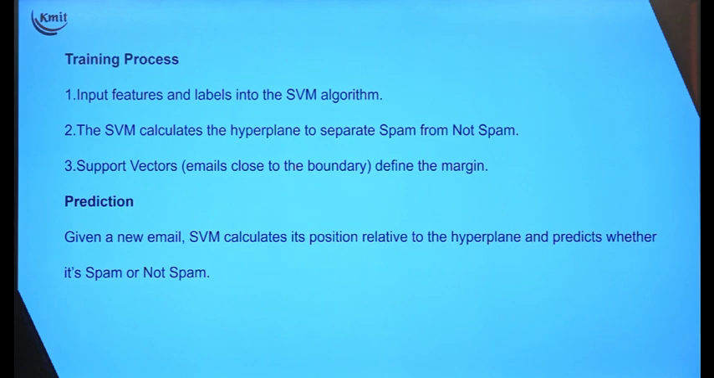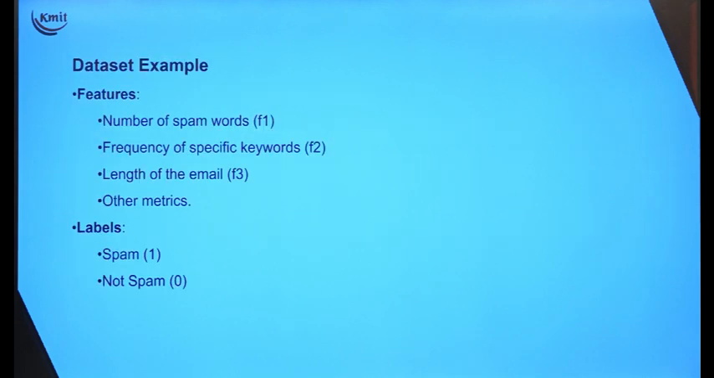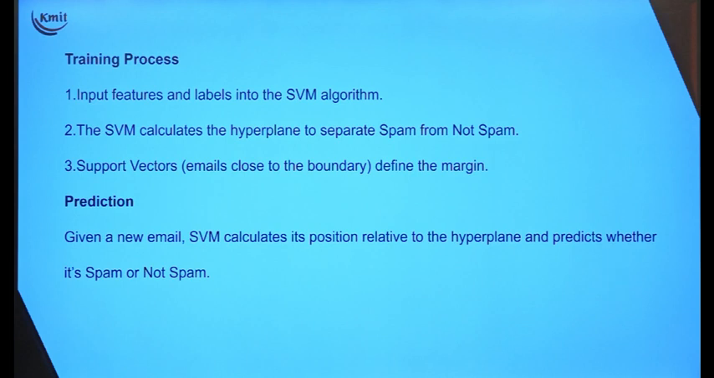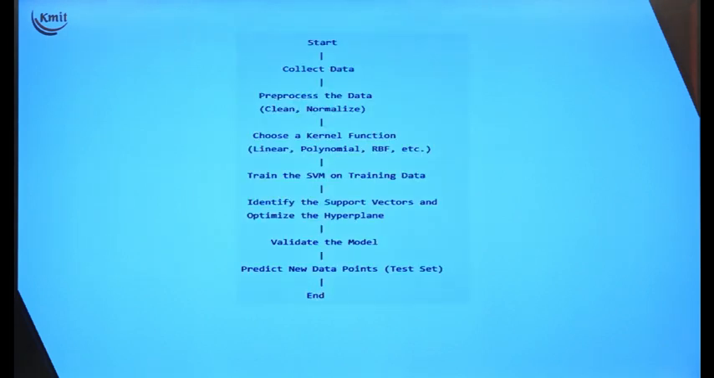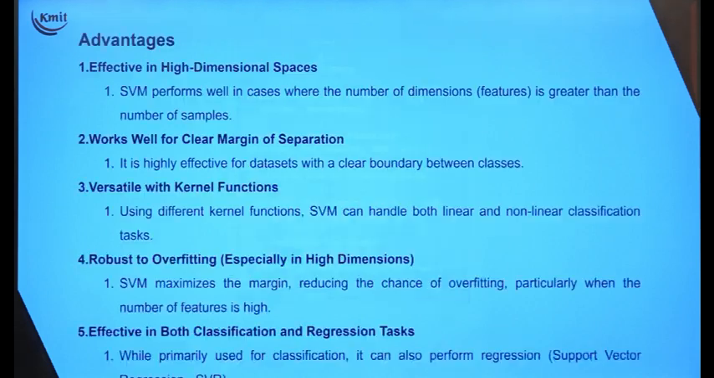During training, we input the features and labels into the SVM algorithm. The SVM will try to create the hyperplane and separate spam and not spam depending upon the different features that we have here, that is frequency of words, length of the email and all that. After that, we will have the support vectors defining the margin. So when you get a new email, SVM will calculate its position relative to the hyperplane and predict whether the mail belongs to the spam class or the non-spam class. We collect the data, pre-process the data, choose the kernel function, train the SVM, identify the support vectors and optimize the hyperplane, validate the model and predict on new data points.